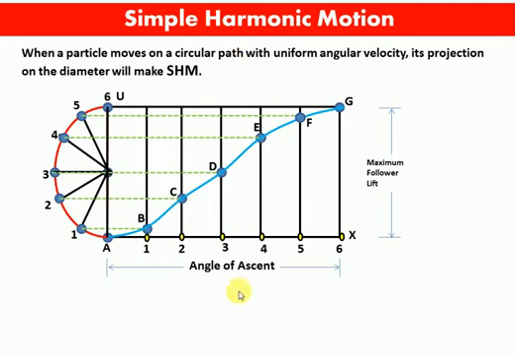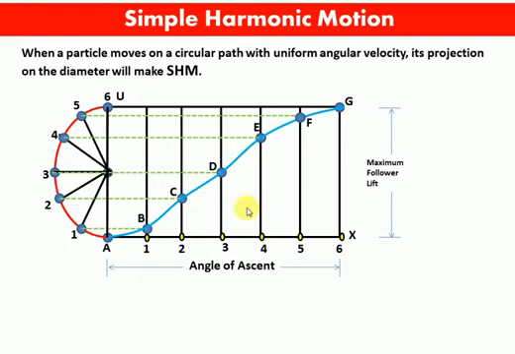Suppose we are given a problem with a certain angle of ascent, say 60 degrees, and we have to draw the simple harmonic motion during its angle of ascent. We'll follow these steps, and in the same way as we have done with the velocity diagram, at a certain angle, say at point 4, the displacement of the follower will be E4. At point 3 it will be D3. At point 6 it will be G6. Clear? So this smooth curve A, B, C, D, E, F, G represents the simple harmonic motion of the follower.